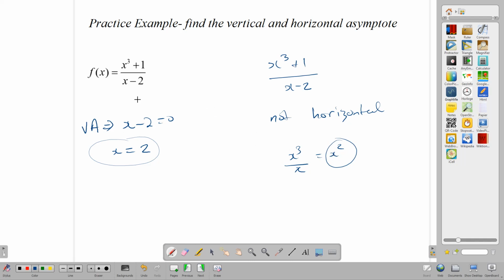They're very important for later work in looking at limits. Right now, we're just looking at how to find them by looking at the graph and doing simple algebra in terms of solving our denominators to find the vertical asymptote and doing some simple division to see what horizontal asymptotes they are, or if there are any.